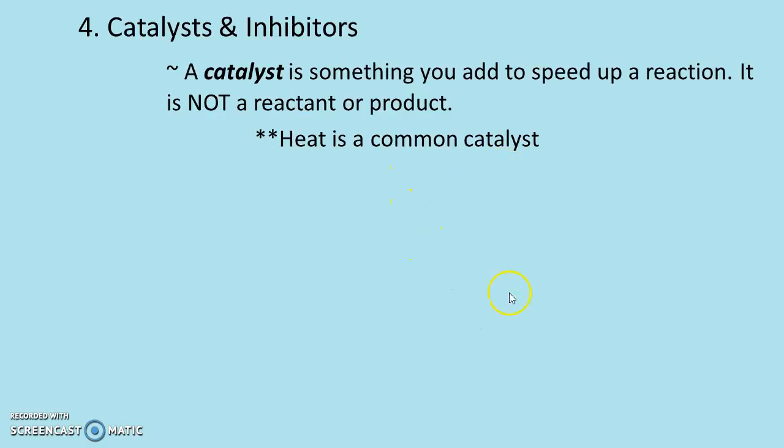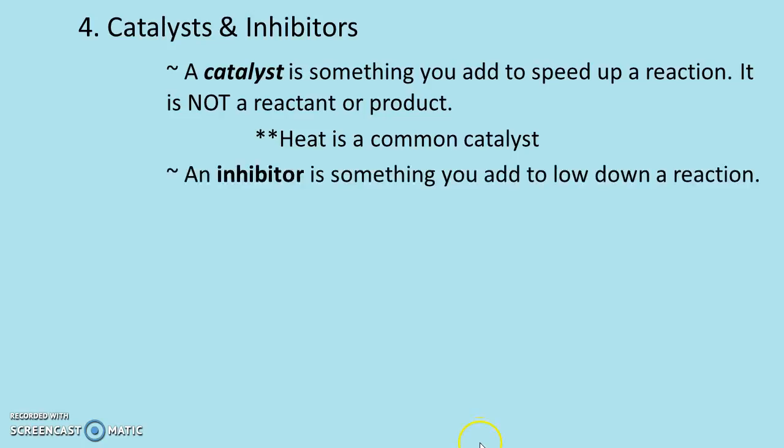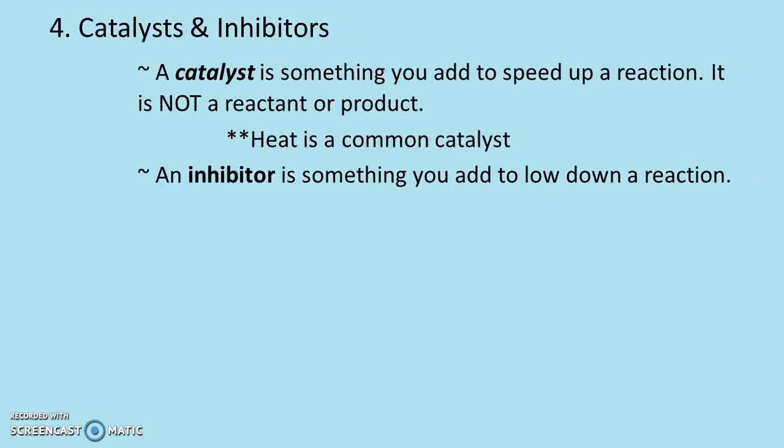So heat is a common catalyst we use to speed up reactions. There's plenty of catalysts inside our bodies to start the digestion process, and we'll talk more about those in our class. And then an inhibitor is something you add to slow down a reaction. You might want to inhibit, which means to stop or prevent. To stop a reaction, you'd add an inhibitor, something that would interact with the compounds so they couldn't react. So those are the four things that can affect rate.